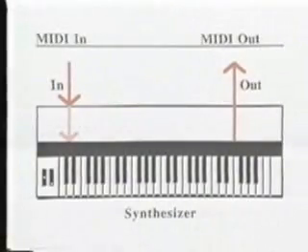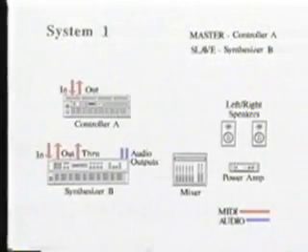Any outgoing messages from a master or controlling device are sent from the MIDI out jack. This is connected to another unit's MIDI in. Let's try an example. Open your workbook to System 1. In this system, Controller A could be any master controller, a MIDI percussion unit, a wind MIDI controller, etc. In this case, it's a keyboard controller that makes no sound of its own.